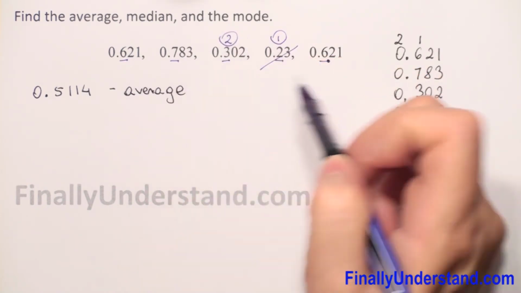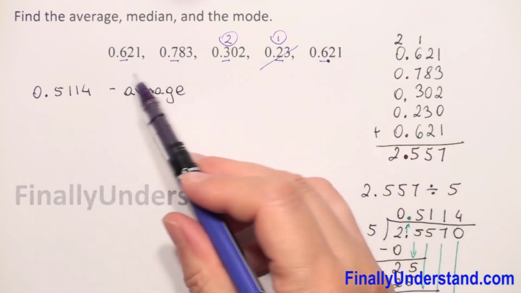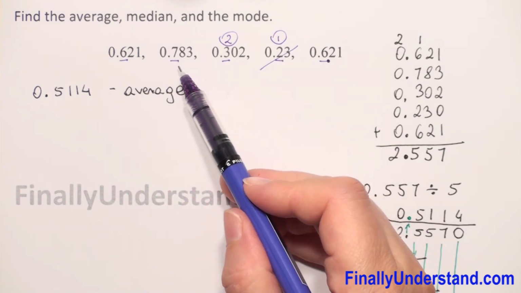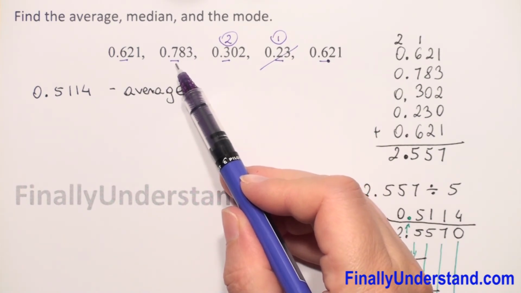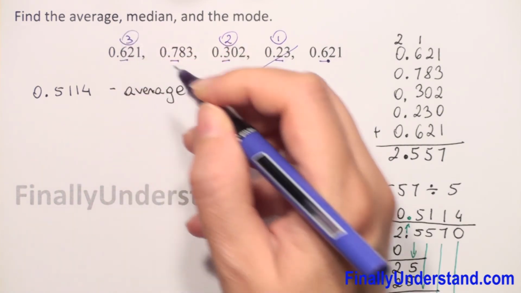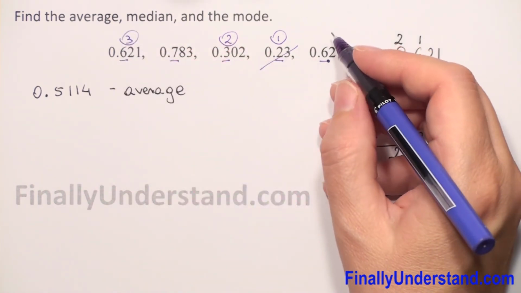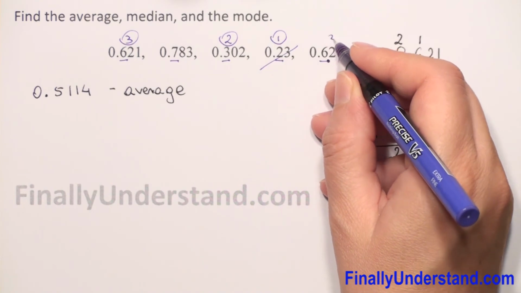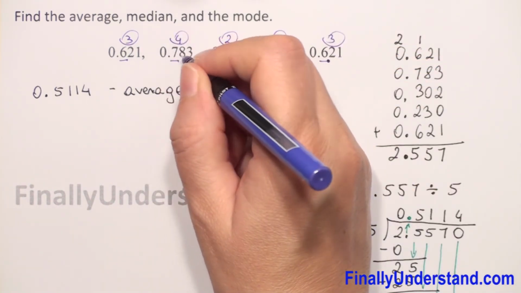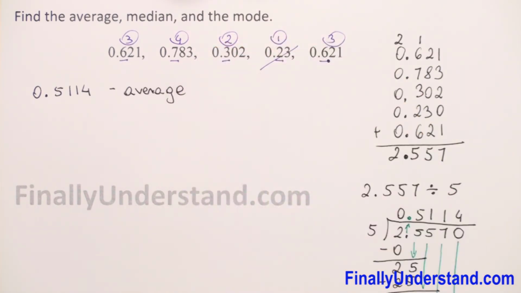Next, we have 6 and 7. We have two of the same numbers. And what else? We have 7. So the third is 0.61. 6 to 1. This is third. And the last is 0.783.